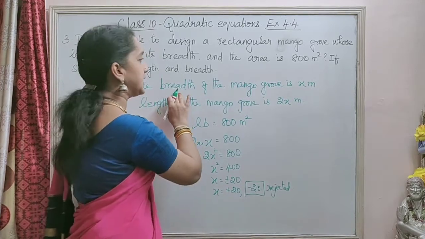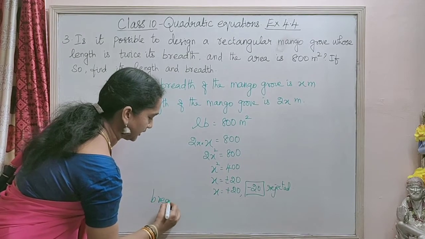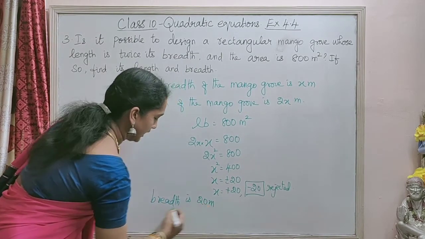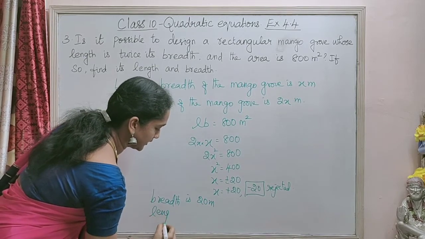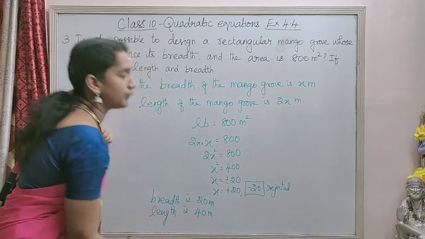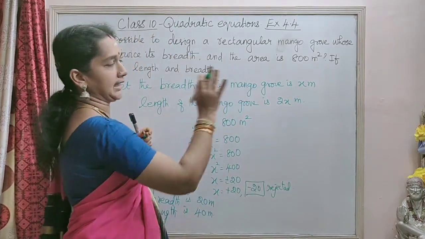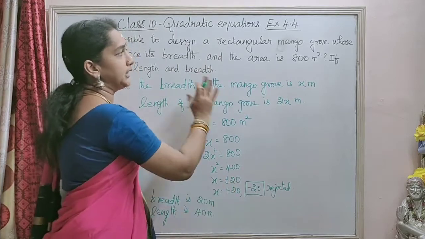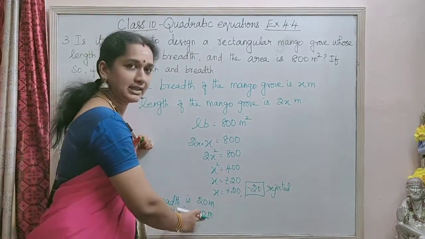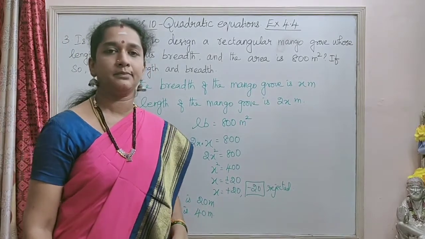So, what is x? x is breadth. So, breadth is 20 meter and length is twice. So, it is 2 into 20, 40 meter. So, it is possible to design a rectangular mango grove with the given information. So, we will get the length as 40 meter and breadth as 20 meter.